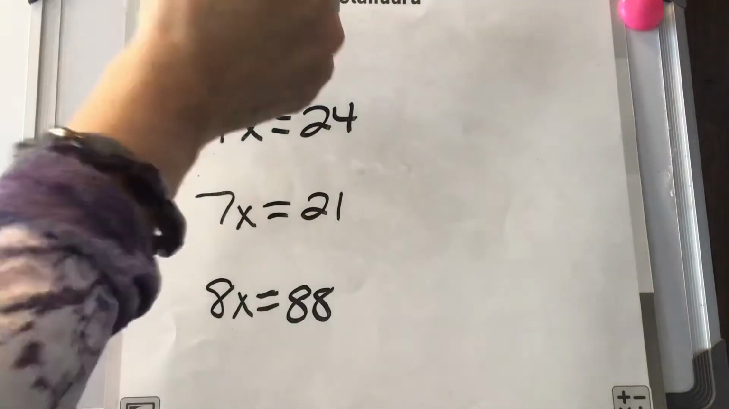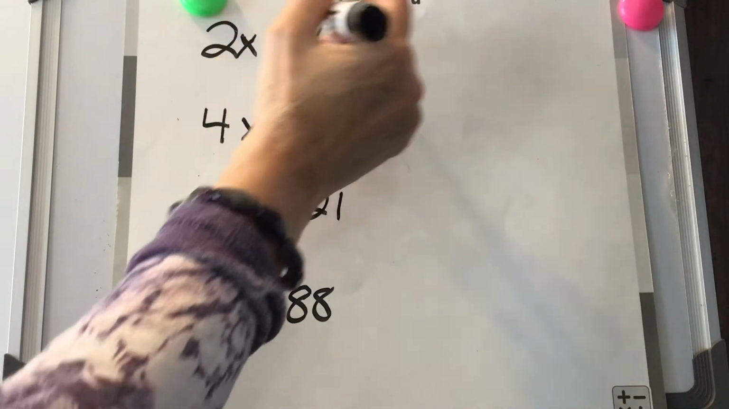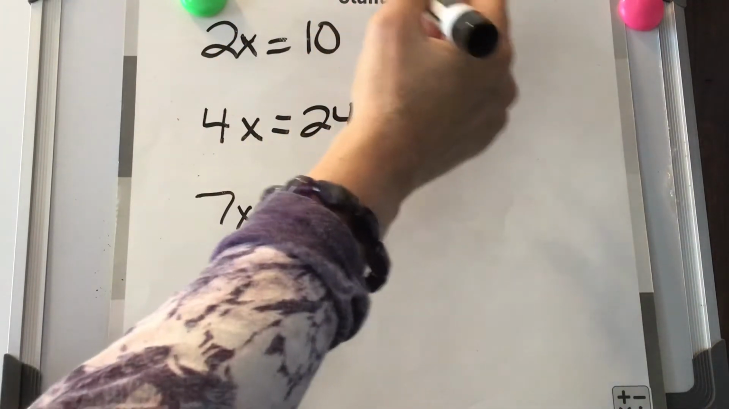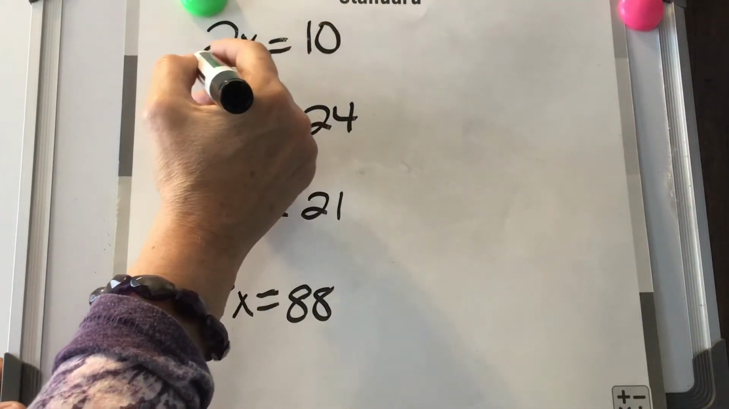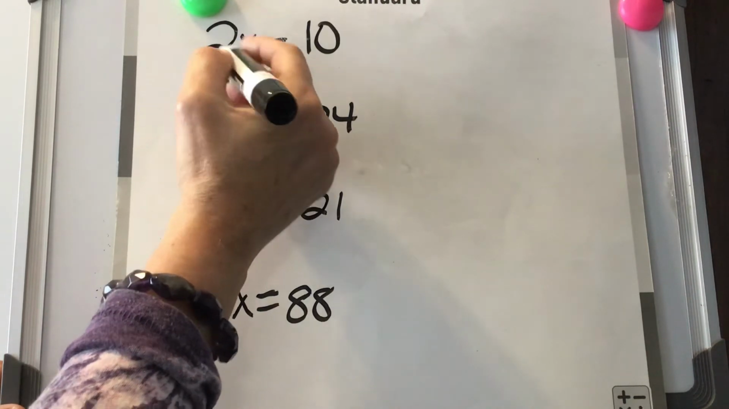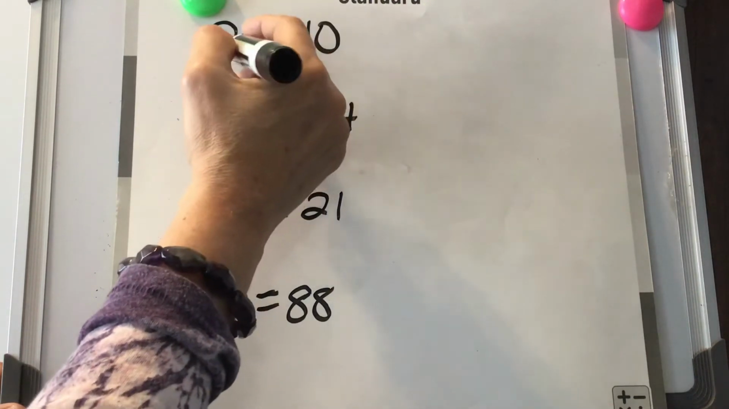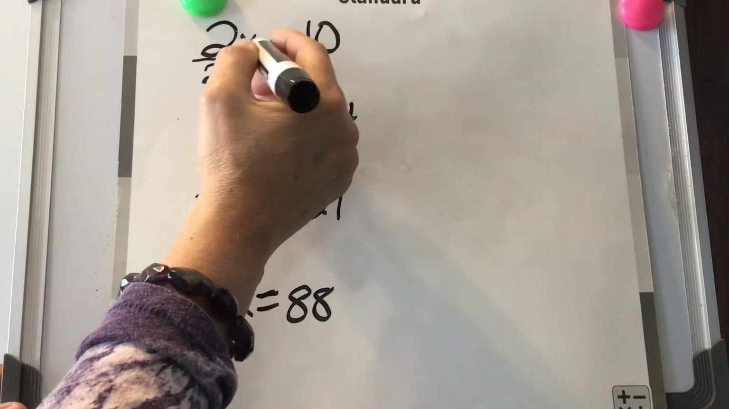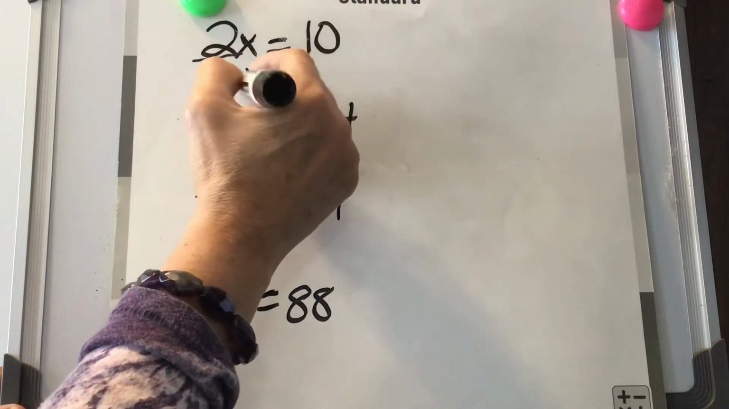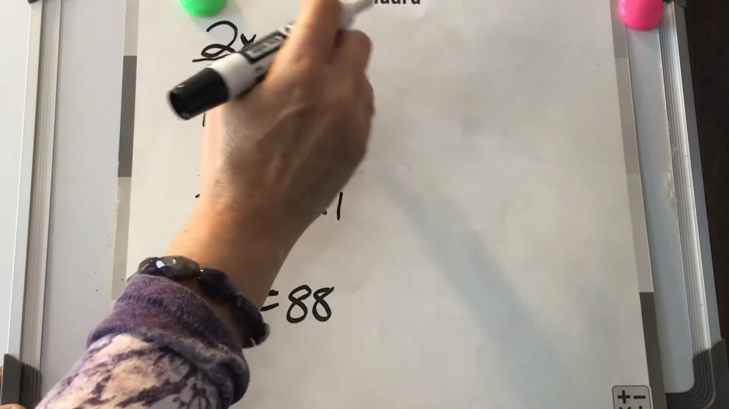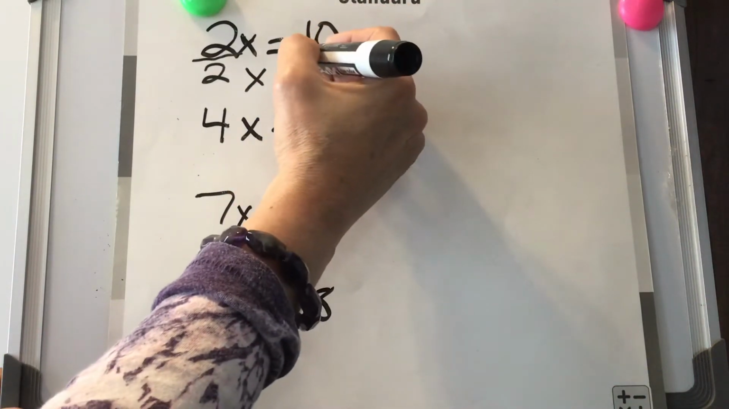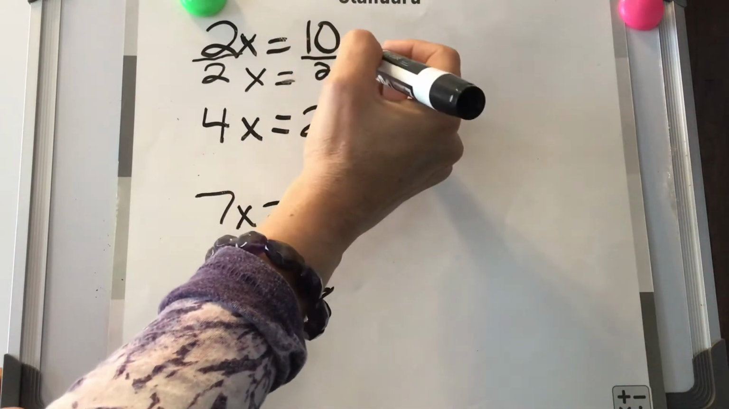Okay, yes. Okay, so 2 times a number is going to give me 10. So what am I going to do? I'm going to divide. I want x by itself, so I'm going to divide 2 by itself. So that'll give me 2 over 2 equals 1. 1 times x is x. That'll leave me x. And whatever I do to one side of the equation, I also do to the other side. So I'm going to divide 10 by 2.